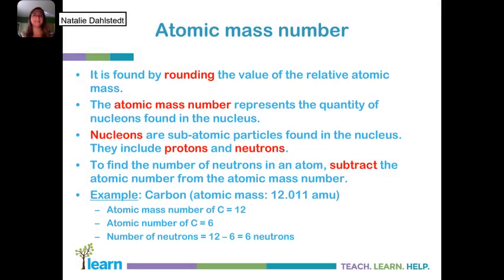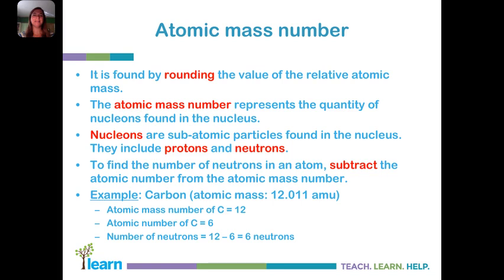Now, the atomic mass number is found by rounding the value of the relative atomic mass. The atomic mass number represents the quantity of nucleons found in the nucleus. Nucleons are actually the combination of protons and neutrons together, and of course, are found in the nucleus. To find the number of neutrons in an atom, we need to subtract the atomic number from the atomic mass number. Here's an example with carbon.